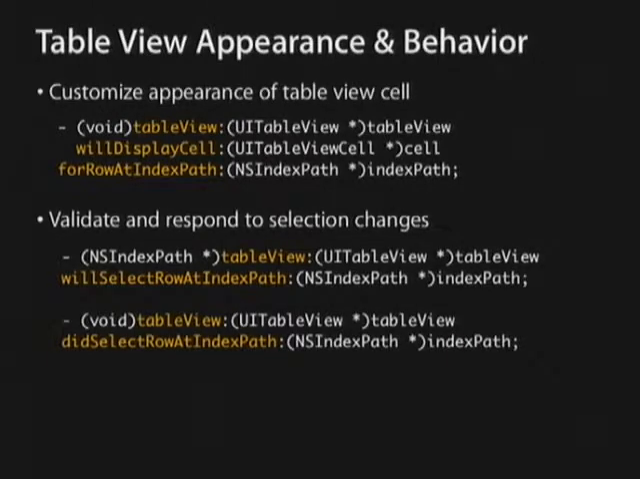You can deal with selection changes. There's a will select row at index path and did select row at index path. The will, notice, has a return type of index path. This lets you change the selection if you want. If somebody taps on one row, you can actually cause a different row to select.